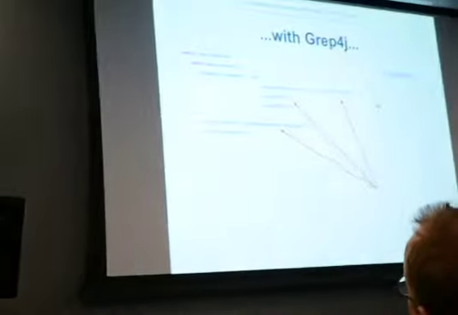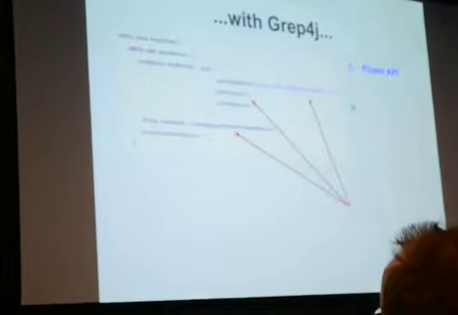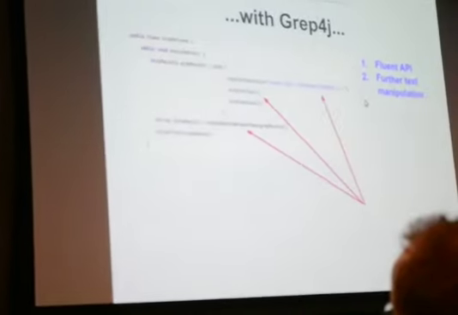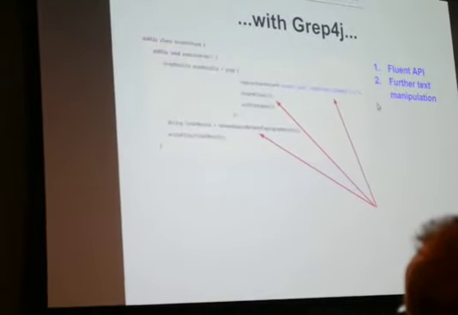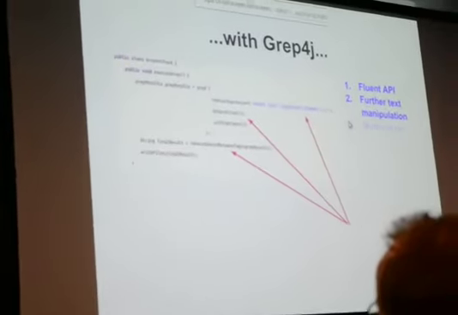Which are the advantages? The first one is that we can use a Fluent API. So if you're using Grep4j inside your tests, you can really read straight away what you're trying to test. It's very straightforward. Well, at least this is our attempt, what we want to do. It allows easy further text manipulation. So instead of concatenating many bash commands, you just have your string and then you can manipulate it.